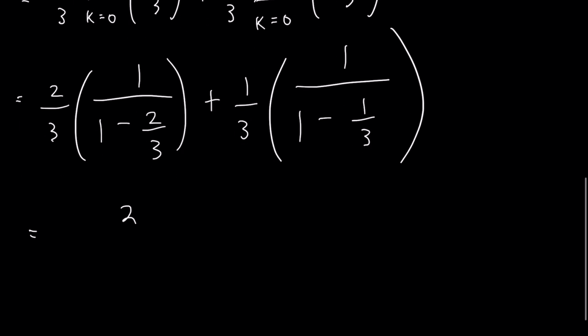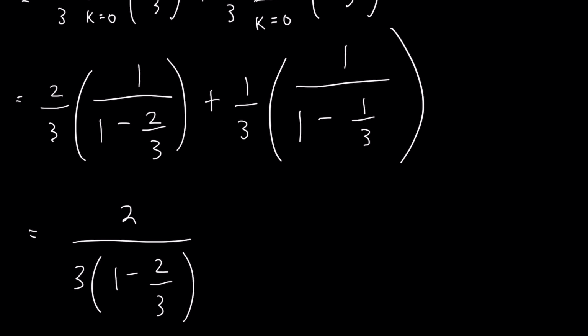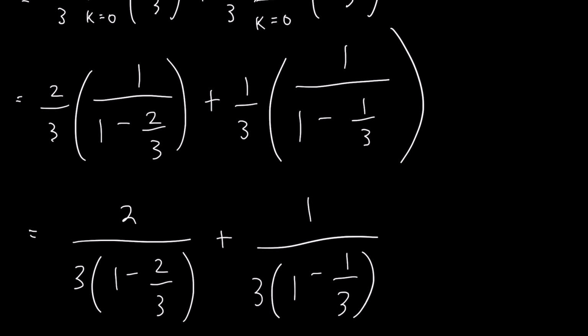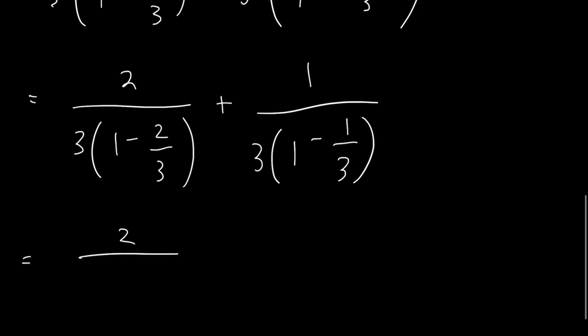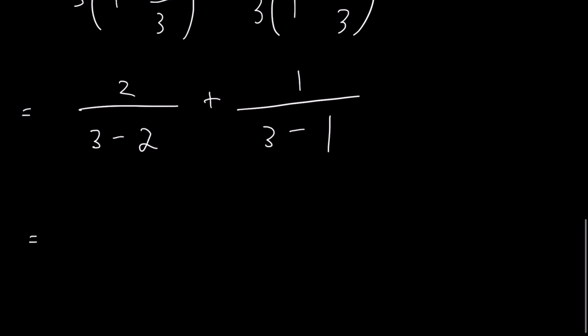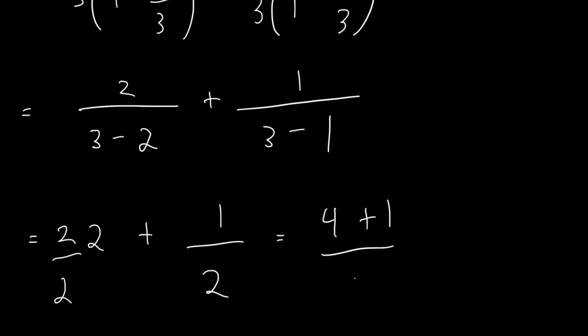And this simplifies to 2 over 3 times (1 minus 2/3) plus 1 over 3 times (1 minus 1/3), which is equal to 2 over (3 minus 2) plus 1 over (3 minus 1). 3 minus 2 is 1, and 3 minus 1 is 2. So we have 2 plus a half, but we can multiply the numerator and denominator by 2. And we have (4 plus 1) over 2, but that's clearly 5/2.